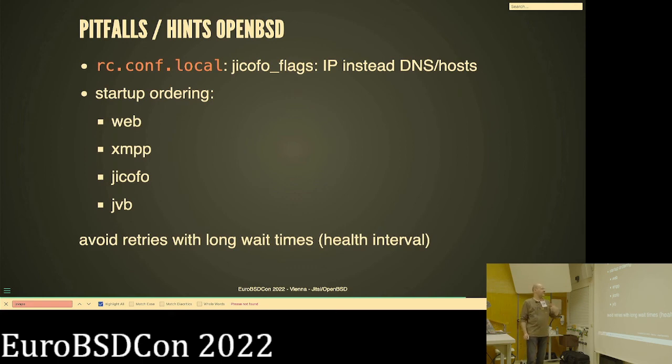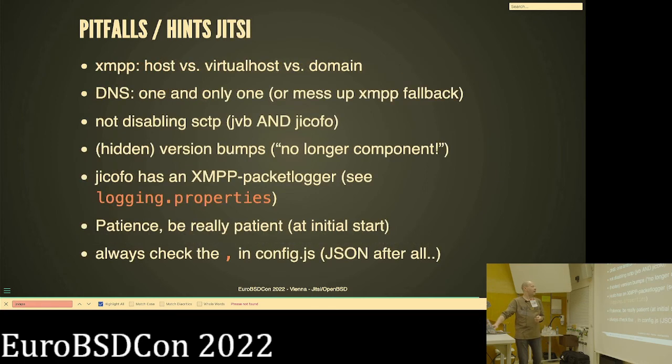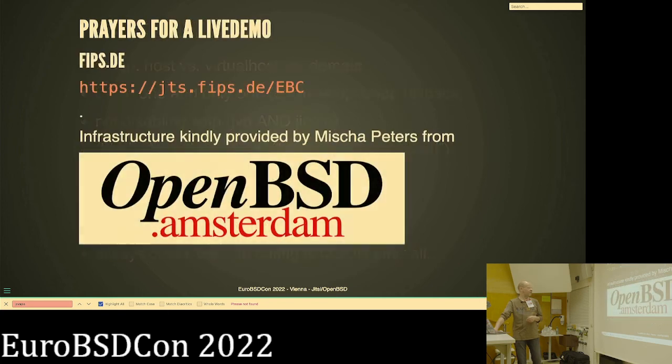So the pitfall is the mentioned IP address, and please start the services in this order. I've been talking about those, like version bumps without that much of a documentation. And the initial startup is slow, so please keep it easy. And missed commas in JSON, JavaScript is always fun.